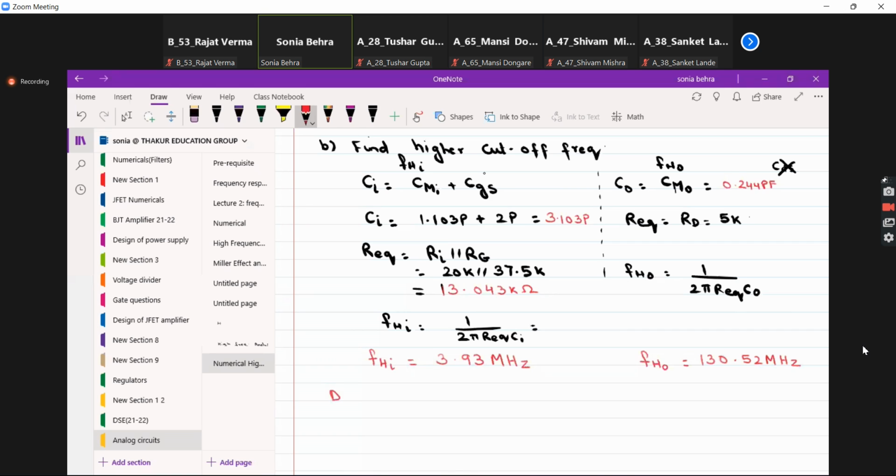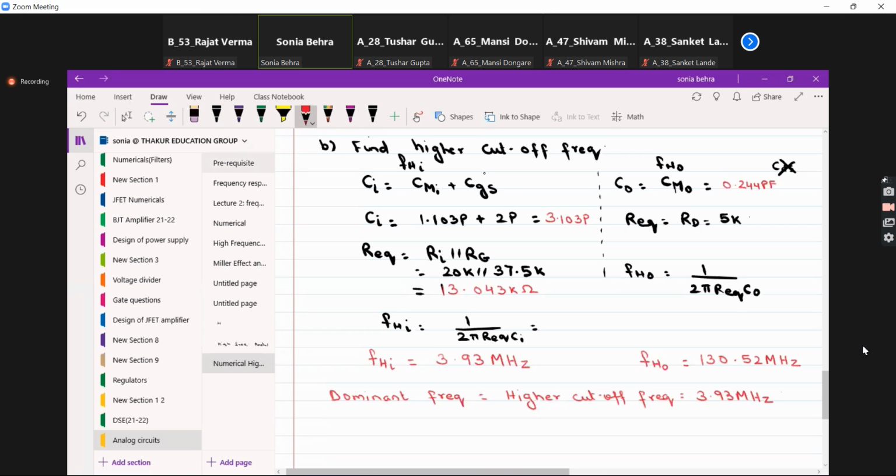Please give me the dominant one. Which is your dominant frequency? FHI, 3.93 mega. Yeah. So the dominant one is the higher cutoff frequency. So the higher cutoff is 3.93 megahertz. So we got this also.